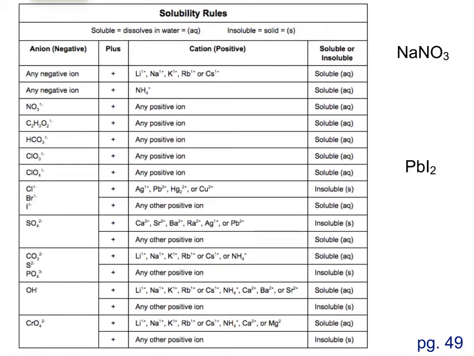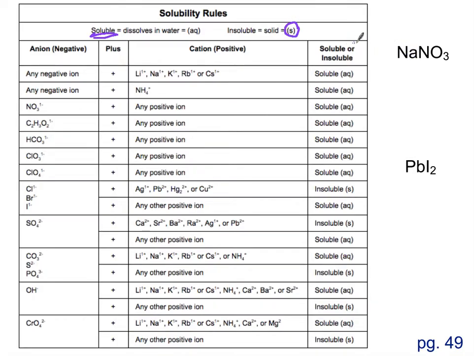So if you take a look at page 49, and you might also recognize this because it's also on the very last page of your workbook, we have a list of something that we call the solubility rules. The solubility rules are going to tell us whether an ionic compound is soluble, meaning it's going to dissolve in water and form an aqueous solution, or insoluble, meaning it's going to form a solid.